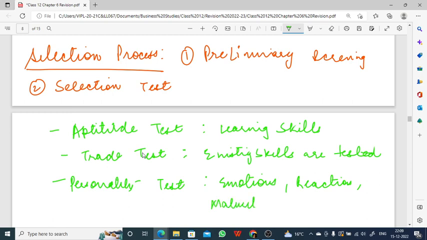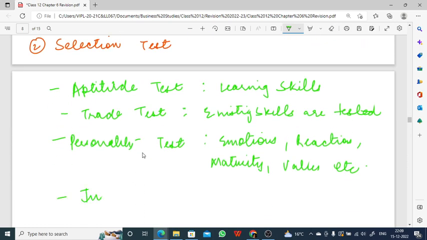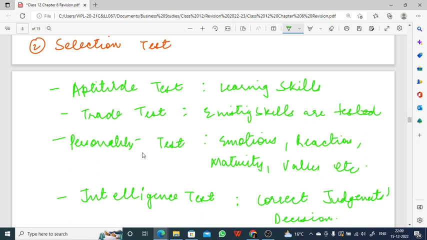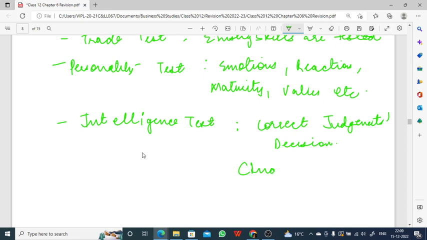Maturity, the values that the person carries. Okay, next is the intelligence test. When I'm talking about the intelligence test, I'm basically talking about a person's ability to make correct decisions, correct judgments. It is a kind of psychological test. Okay, and there's one more, that is the interest test.